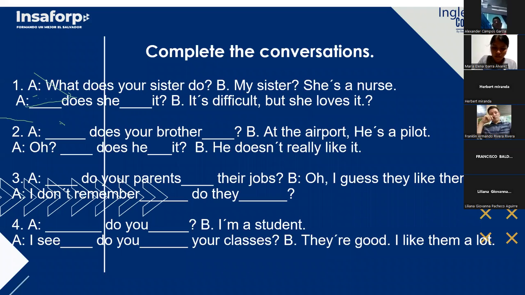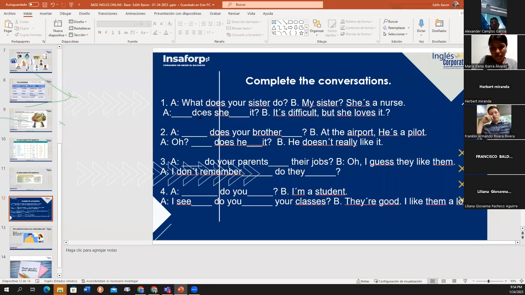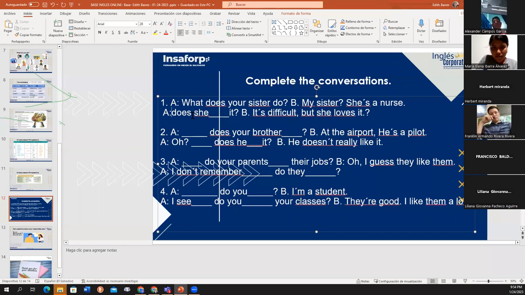Okay, good. Okay, me van a participar los que no me han participado. Estoy viendo que algunos no me participan. Vamos a ver. Estoy tratando de escribir y no me da la opción. In your notebook, try to do it in your notebook, okay? Let me see.